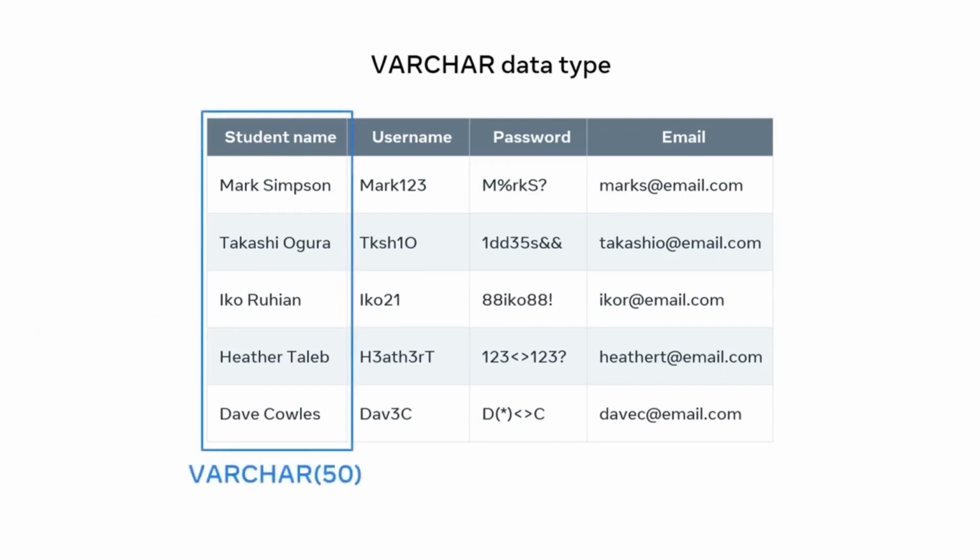In the student table example, the student name column would most likely contain names of varying length. So you could define the student name column as varchar 50 in SQL. This means that the name of each student only occupies as much space as there are characters in their name. For example, Mark Simpson occupies far less than 50 characters, but this field could hold a name up to the value of 50 characters if required.